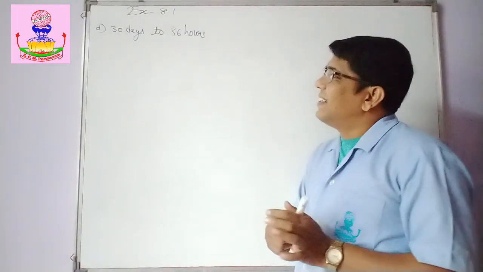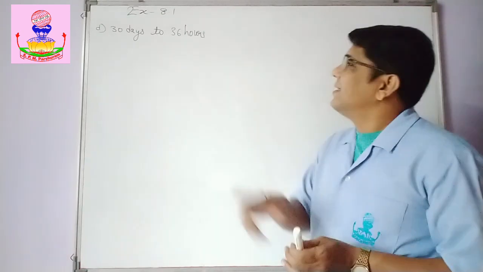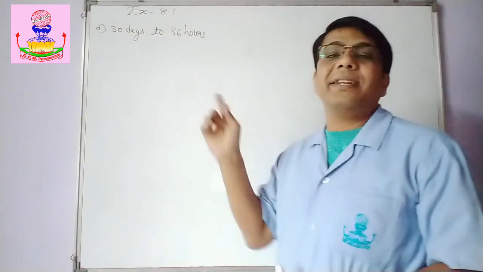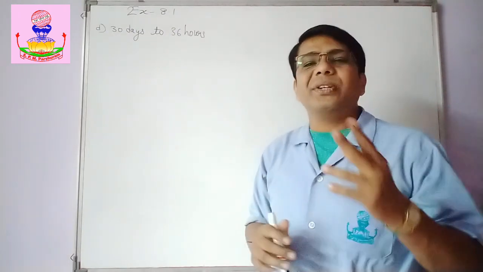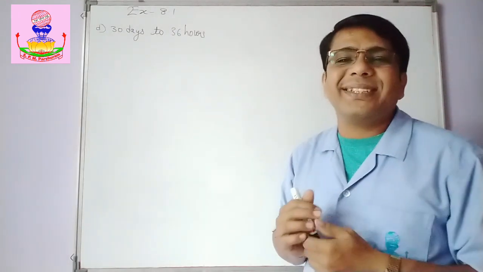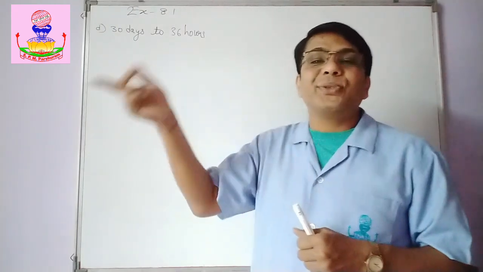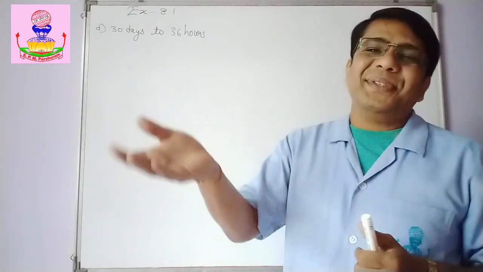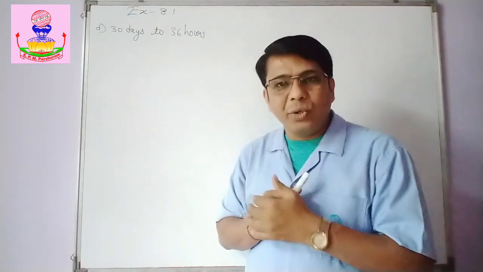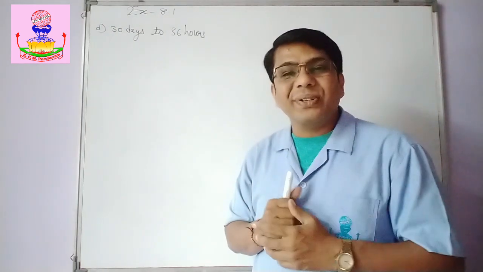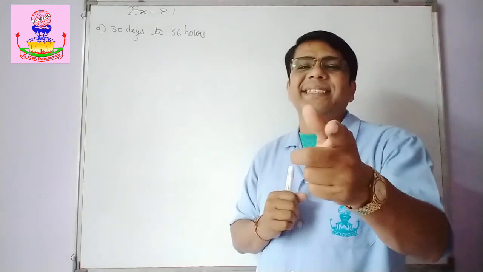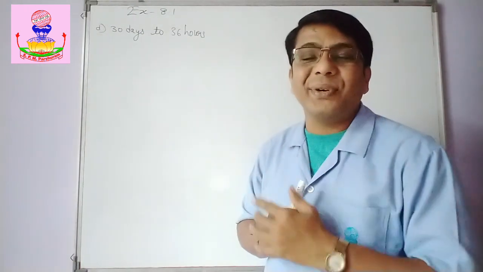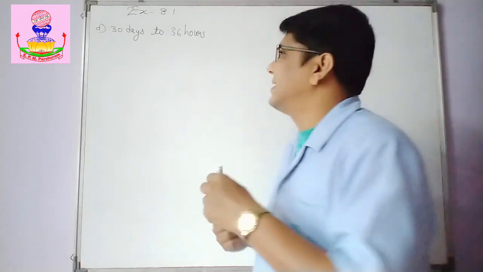So next example, D, 30 days to 36 hours. Again here, days and hours. So convert either days to hours or hours to days, which is easy? Conversion of days to hours. Do we know, 1 day is equal to how many hours? Oh yes, exactly, 1 day is equal to 24 hours.